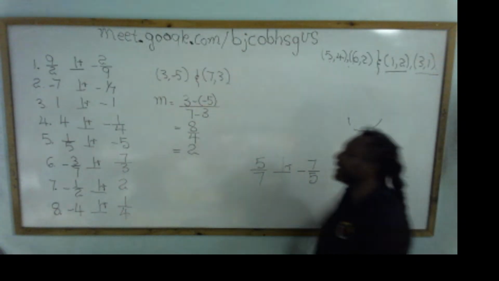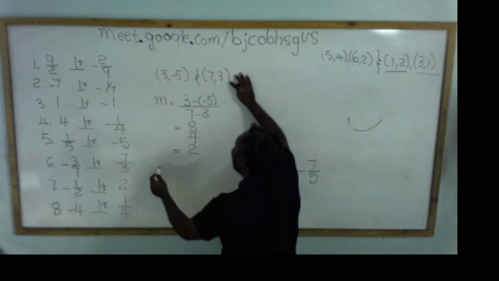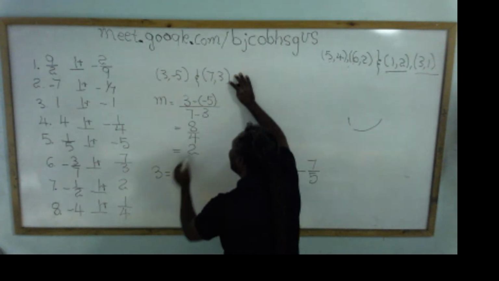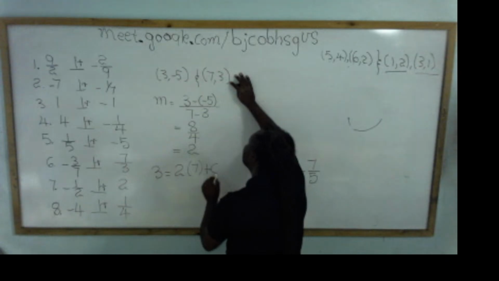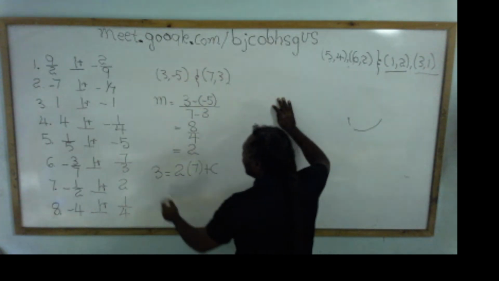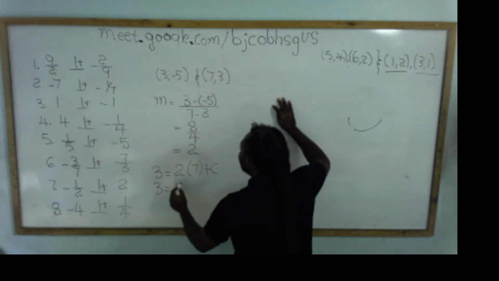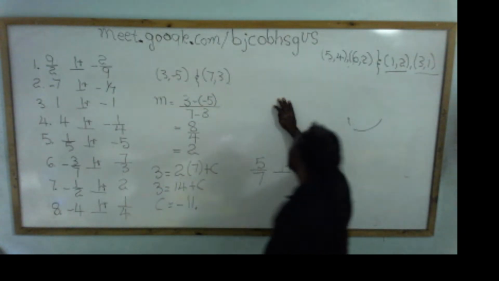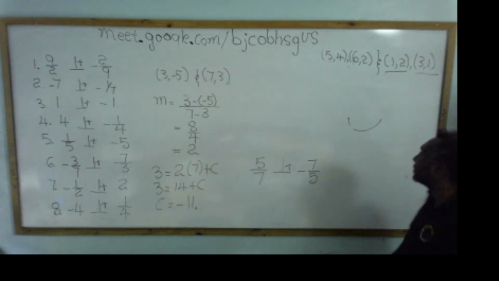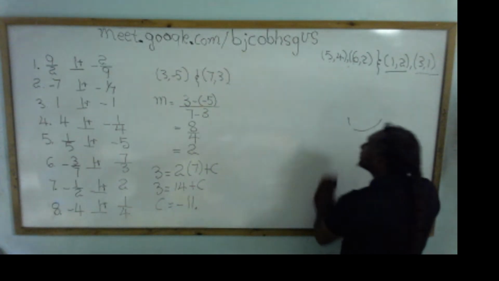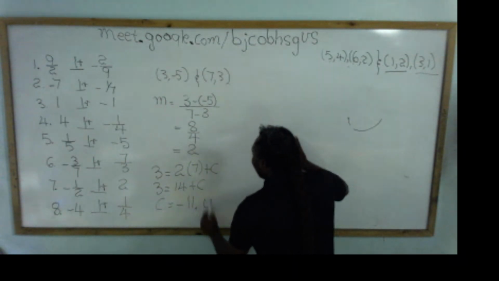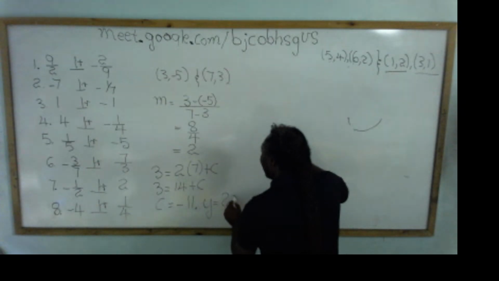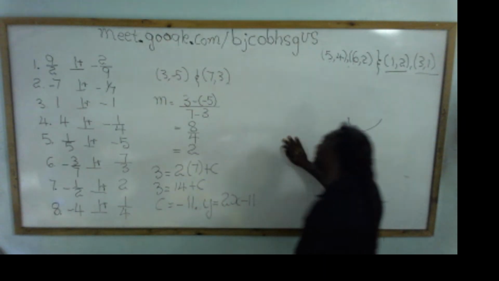After finding the gradient, you may find the equation of the line. Use y is equal to mx plus c with this. y is equal to mx plus c. So 3 is equal to 14 plus c. So c is equal to -11. So the equation of that line is y is equal to 2x minus 11. That's the equation of the straight line.